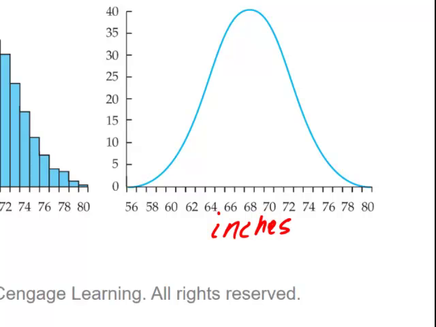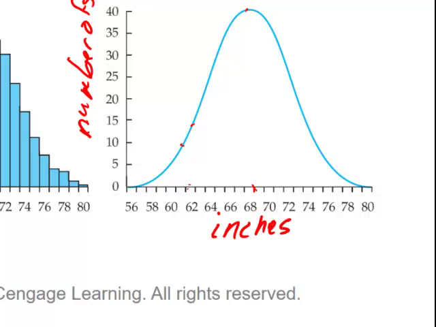So I'll write number. Oops, I don't want an eraser. Number of students. So if I look at this, I could see that 40 students were about 68 inches tall, or 5'8". And I had 10 students that were about 61 inches tall. Looks like maybe 14 of them were 5'2". That's how that goes.